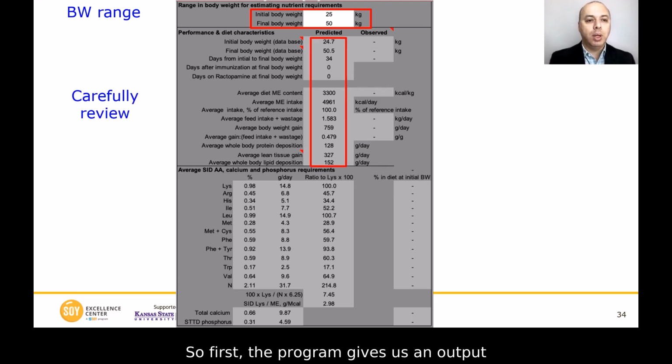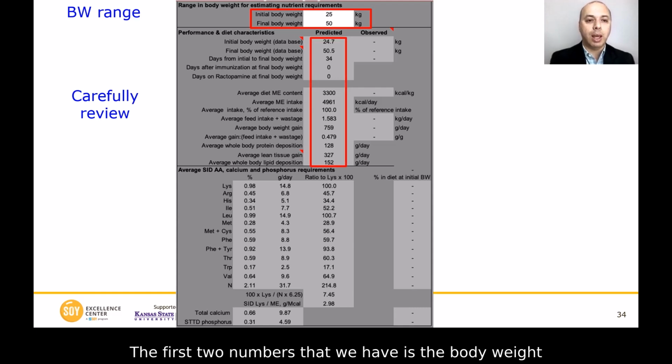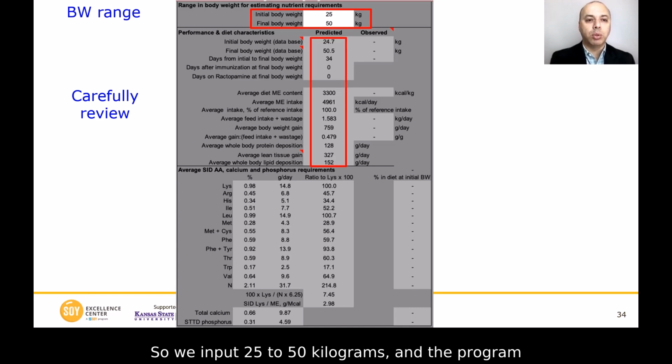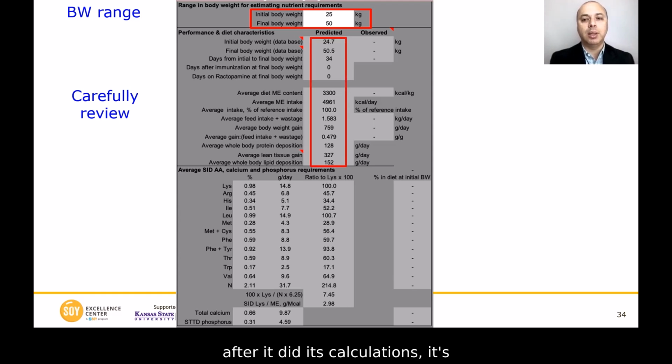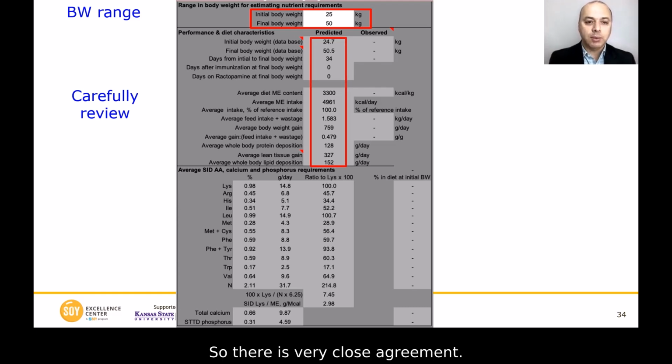So first, the program gives us an output of values, and we need to review these values very carefully. The first two numbers that we have are the body weight range that we input. So we input 25 to 50 kilograms, and the program, after it did its calculations, is telling us that this is an estimate for pigs from 24.7 to 50.5 kilograms of body weight. So there is very close agreement.